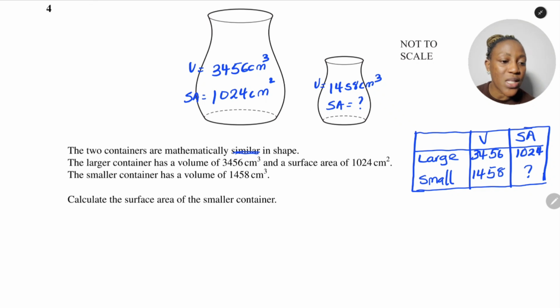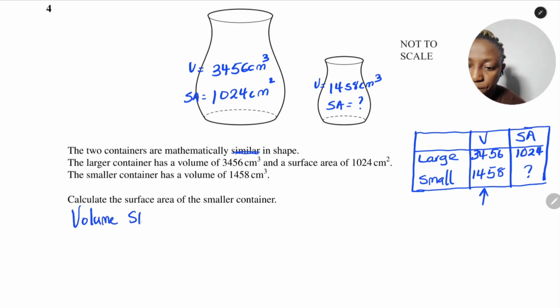From my table, it's clear that the only value that I have for both shapes is the what? Tell me, what do I have for both shapes? I know the volume of both shapes. So whatever scale factor I get from this is going to be my volume scale factor. Do we understand? Okay, so my volume scale factor will be given as what?